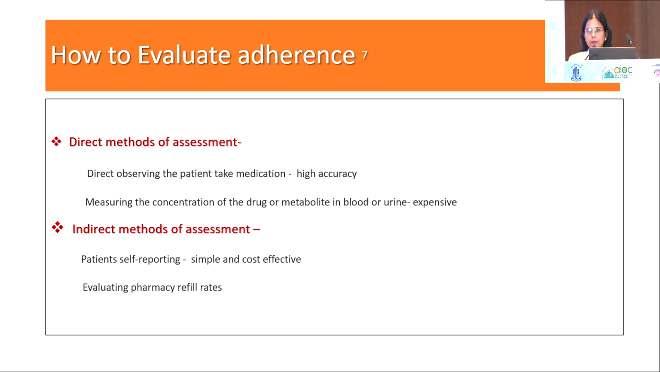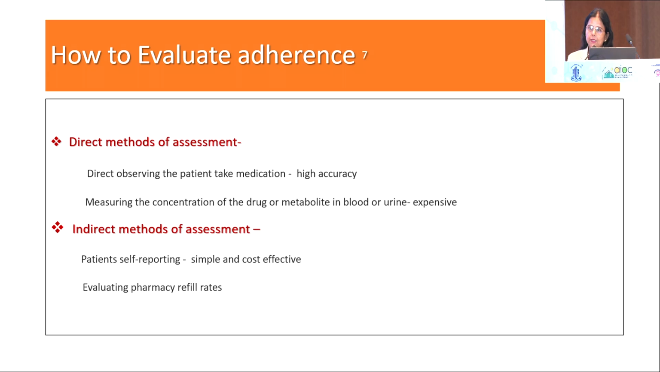There are direct methods and indirect methods of assessment. The direct method is that we observe the patient taking the medication, which is the most accurate method. We observe that the patient is putting the right drop at the right time, or measure the concentration of the drug or metabolite in the blood and urine, which is very expensive. This direct method is not feasible, it is cumbersome. So there are indirect methods also for assessing the adherence to the medication.